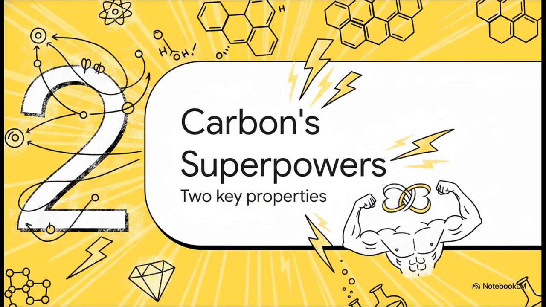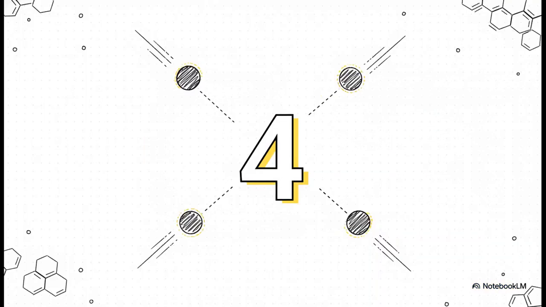Okay, so now we know how this happens. But the next question is, why? Why is carbon so special? How can it form not just these 2 structures, but millions of other compounds? Well, it turns out it comes down to 2 amazing chemical superpowers. It all starts with this number right here, 4. Carbon has 4 electrons in its outer shell, and those are the ones available for bonding with other atoms.